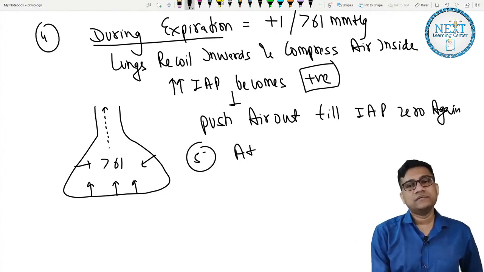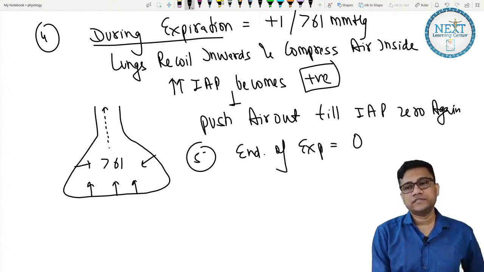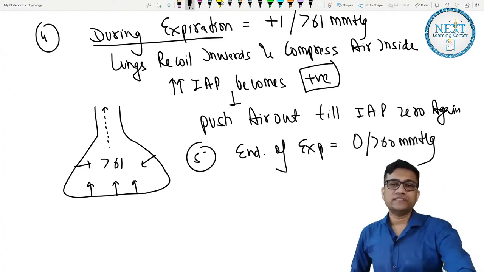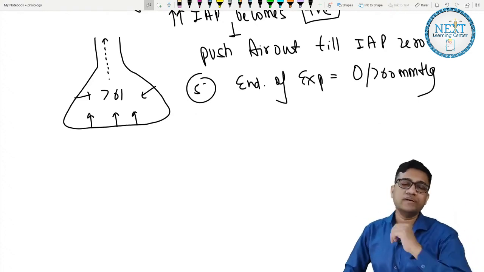So what is the IAP at the end? At the end of expiration, it is 0 mmHg or 760. Easy.